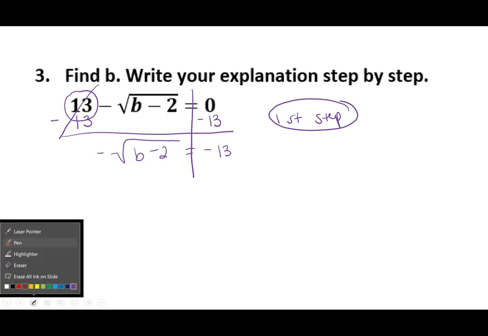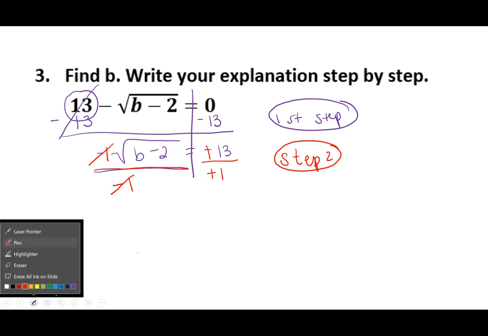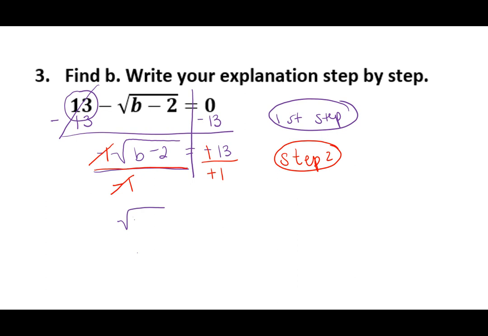Okay, next step is I'm going to divide by negative 1. So this cancels out. The negatives turn positive. So this is step 2. Divide by a negative. So now we're left over with square root of b minus 2 equals 13.